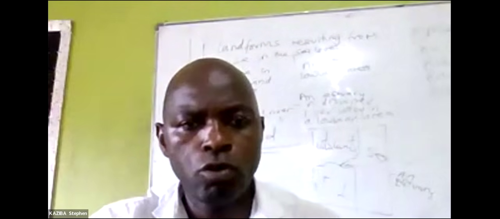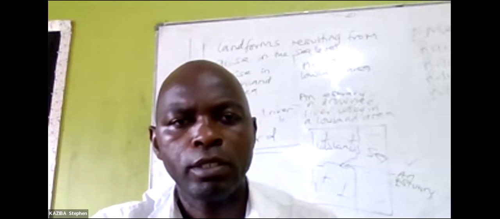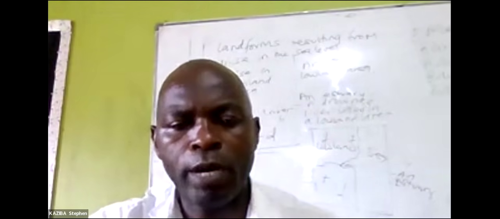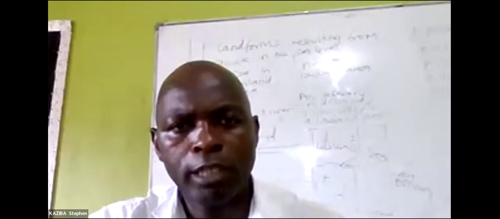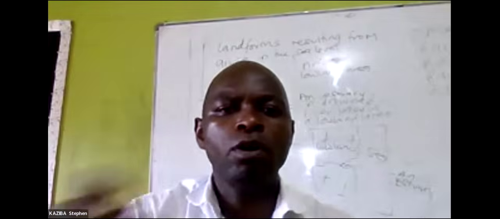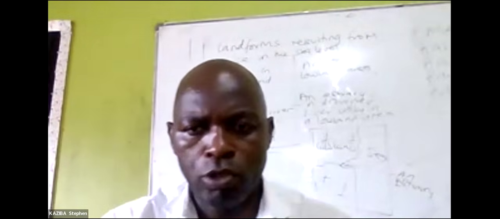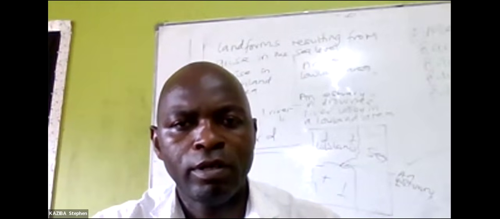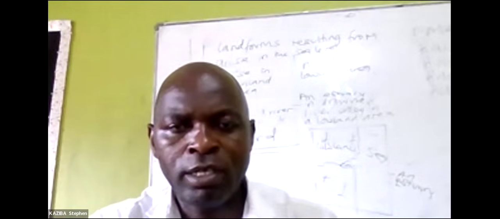Then we have A2. A2 is made up of a light color zone due to maximum leaching. A light color zone due to maximum leaching. Then we have A3. I said A1, then A2, then A3, that is a transition zone.